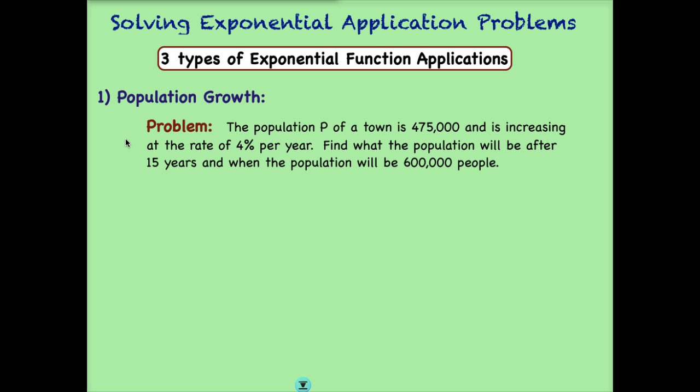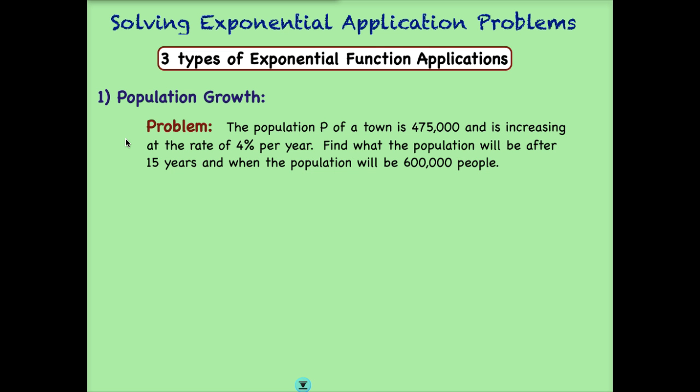So here's our problem. The population P of a town is 475,000 and is increasing at the rate of 4% per year. Find what the population will be after 15 years and when the population will be 600,000 people. So how do we go about solving this?